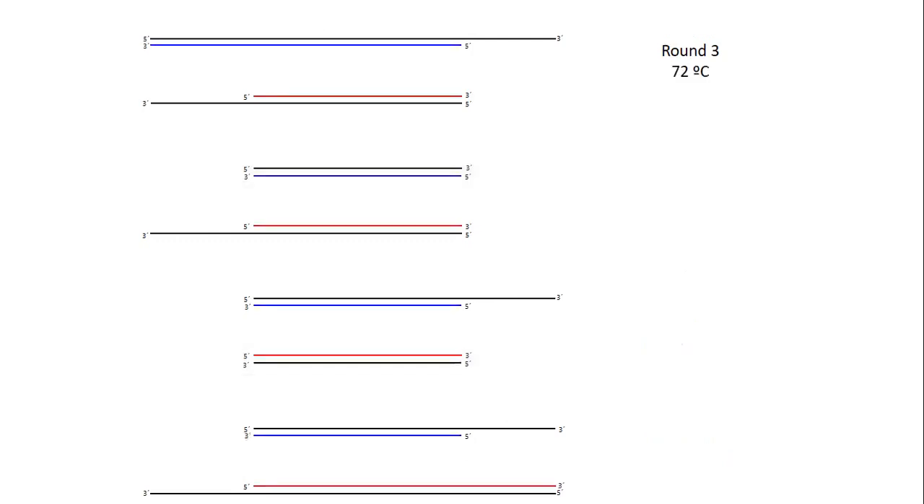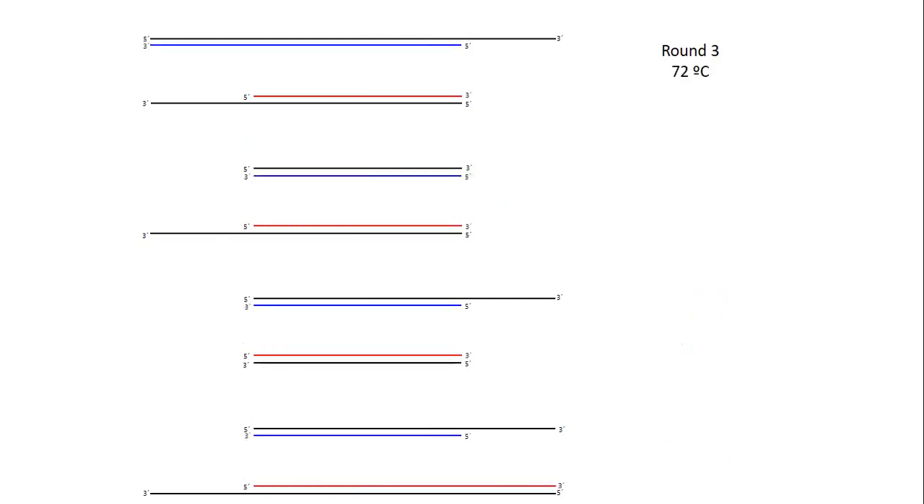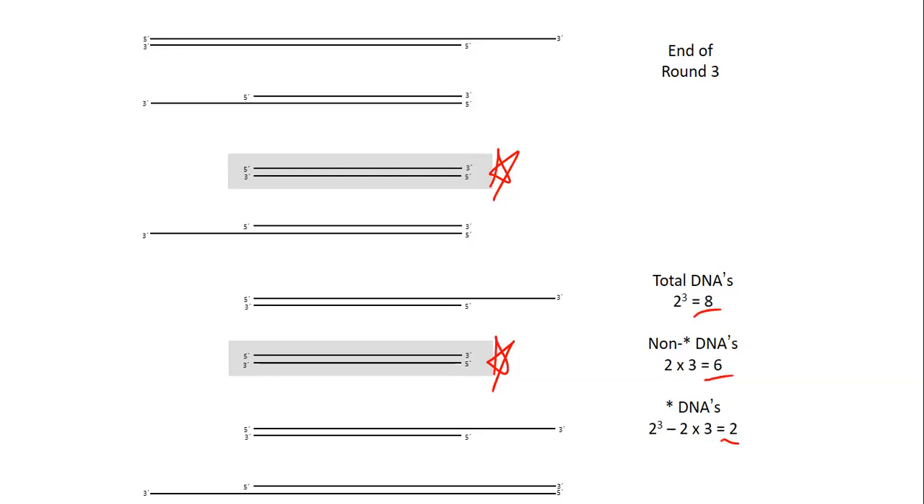Let me just go back really quick. So you can see where our primers are here. Oh, there we go. Our blue and our red, that's the sequence we want flanked. And in this DNA sequence, we are making our flanked sequence. So yay, we have made 2 DNAs that we want. It only took 3 rounds.